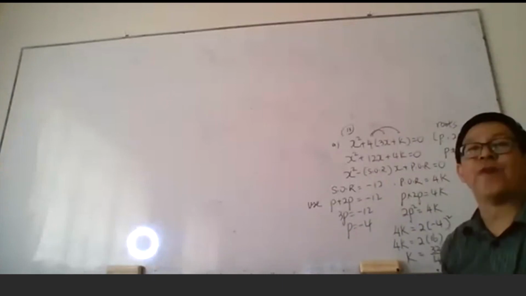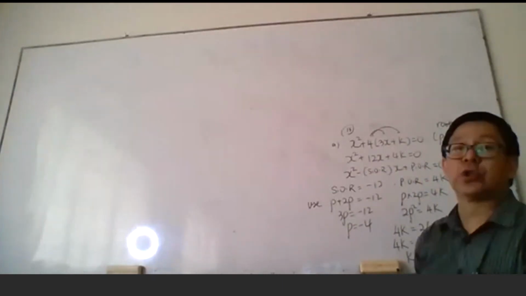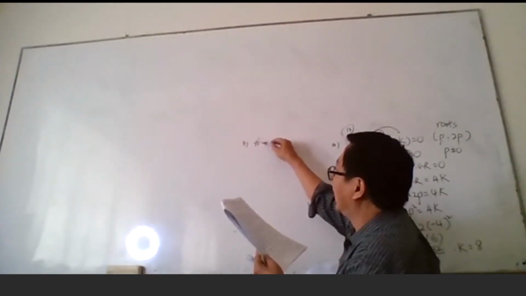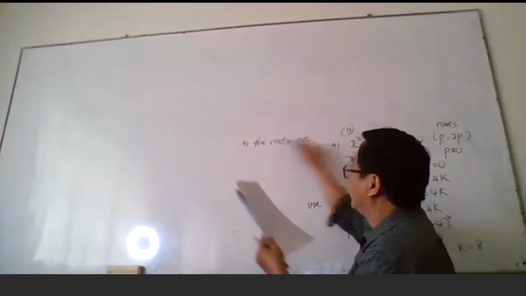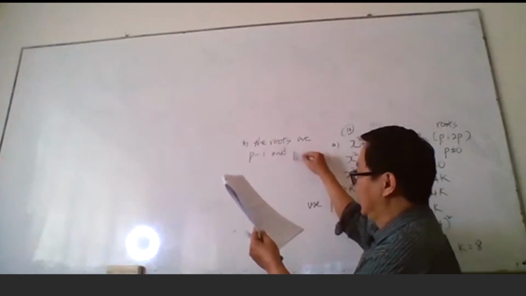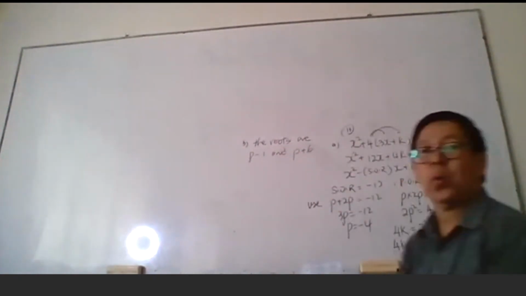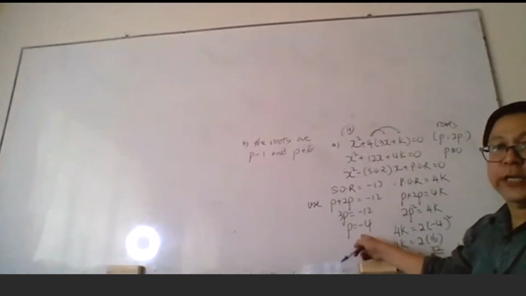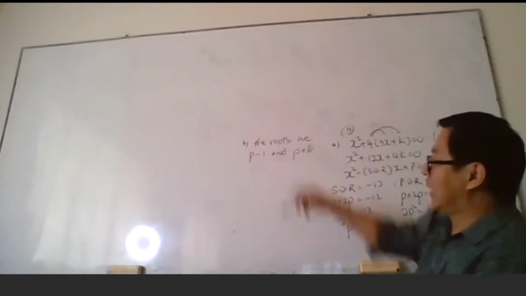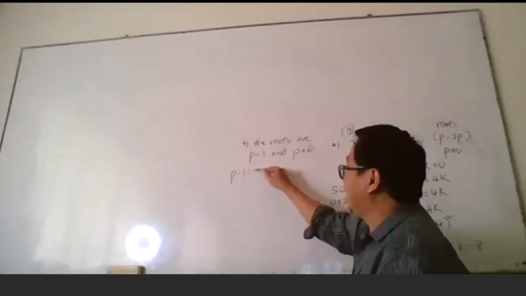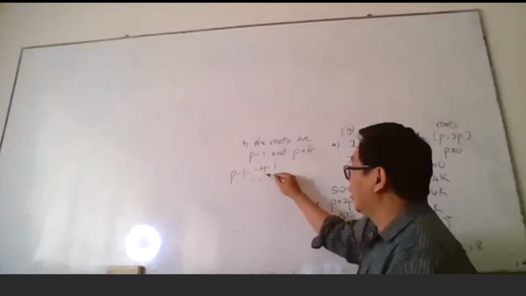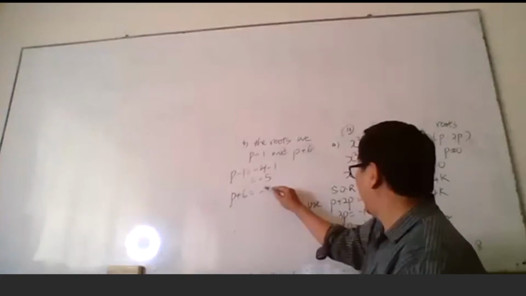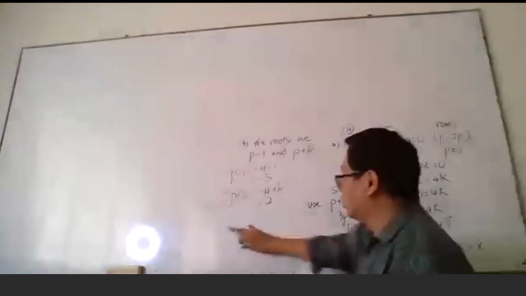So this is for your part A. And part B, I'm going to form a new quadratic equation. So for B, the roots actually are p minus 1 and p plus 6. How? You see that we got a value of p. I'm going to use this p to replace into that. So p minus 1 means negative 4 minus 1, you get negative 5. P plus 6, negative 4 plus 6, and come to 2.